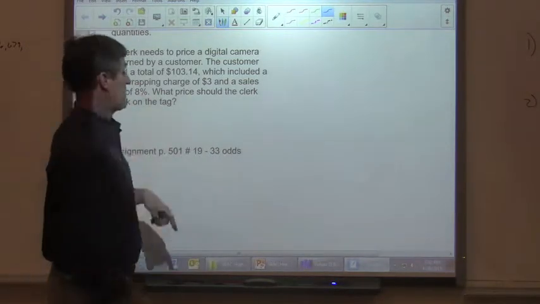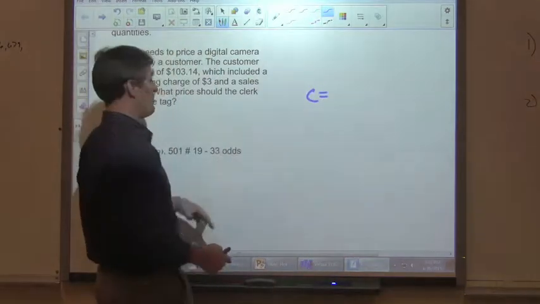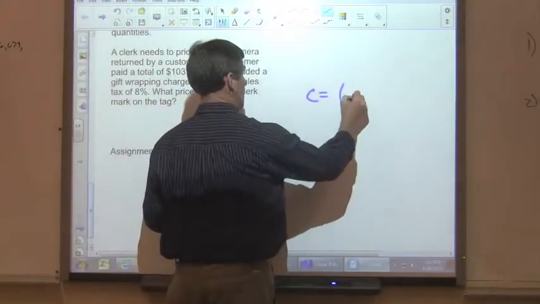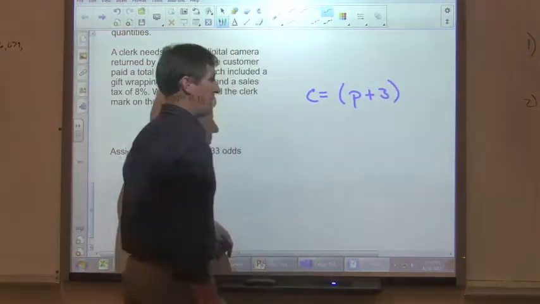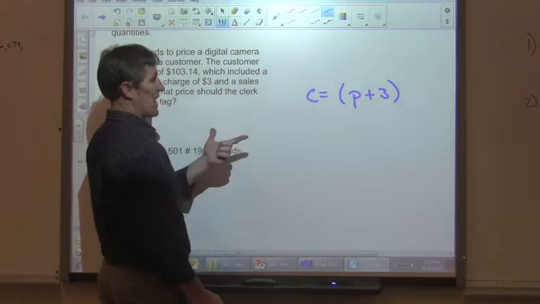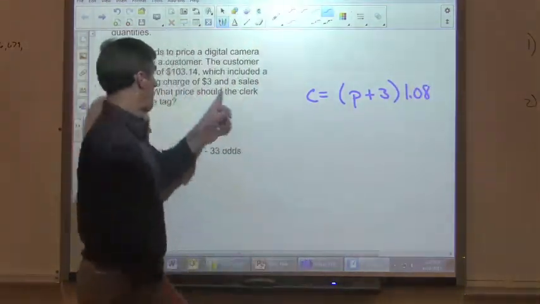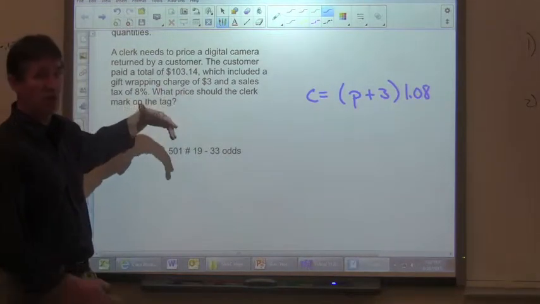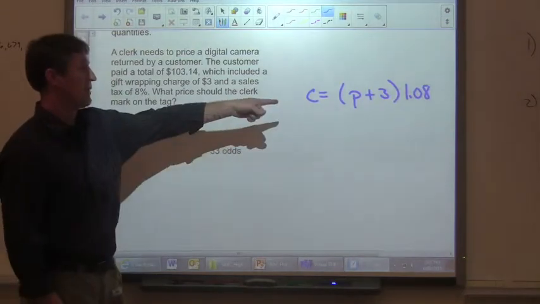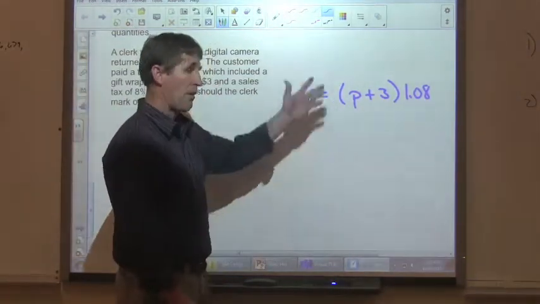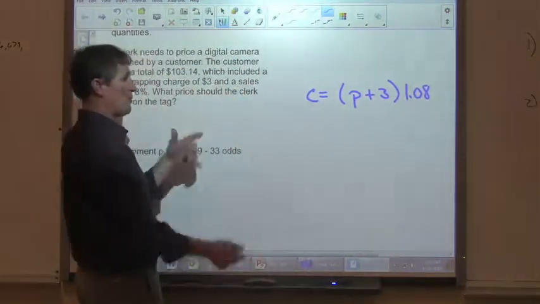All right, so if we write an equation for this, the cost of what a person pays for the item would be whatever the price of the item is, plus the wrapping fee, and then you're going to have to times that by the sales tax. Now remember, the sales tax was 8%, so you're going to pay 108% of the price of the bill that you get for the item and the wrapping. So now we just solve for P to figure out what the price would be.